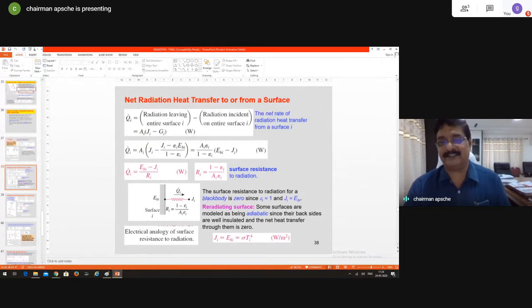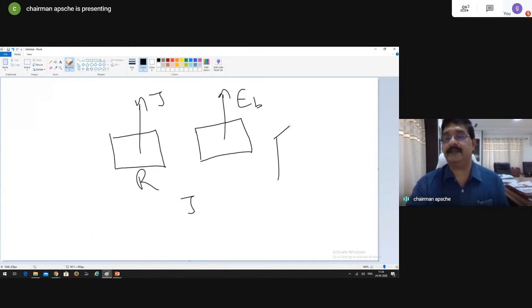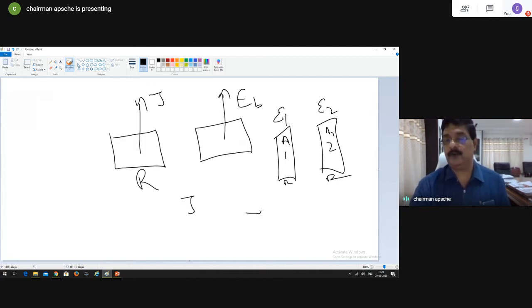If it is a black body, it is not Ji that is coming out, it is EBi that is coming out. So, when two surfaces are interacting with each other, again I just use this. Let me say this is surface 1, this is surface 2, and both are real surfaces. Its emissivity is epsilon 1, the other's emissivity is epsilon 2. The surface area is A1, the other is A2. Then, if you want me to write a network, J1 comes out of this. This is radiosity, right? J2 comes out of this. This is the radiosity of surface 2.